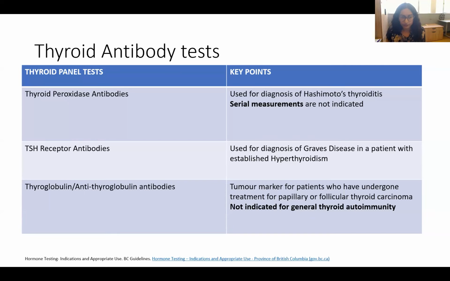The last one here is thyroglobulin, antithyroglobulin antibodies. Again, I've seen some people order that. And a really important point here is it actually does nothing to help us investigate for thyroid autoimmunity.